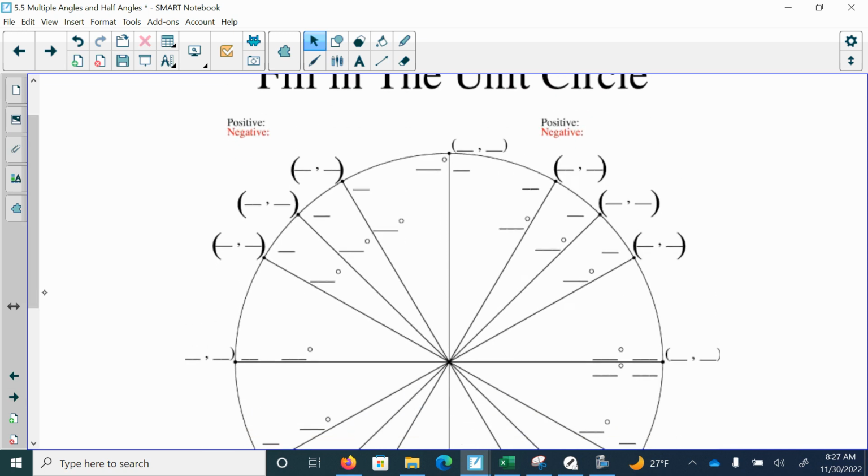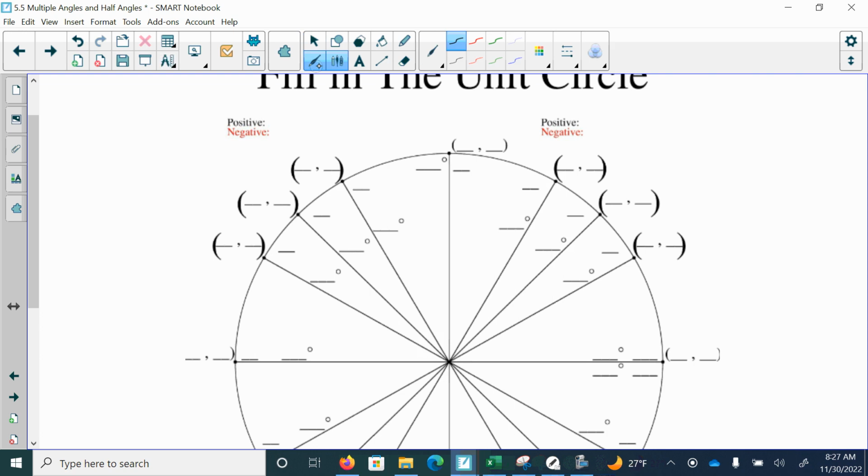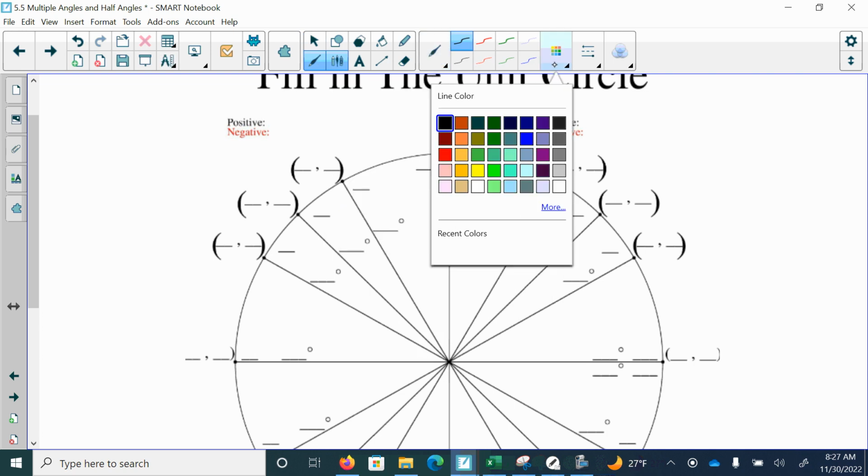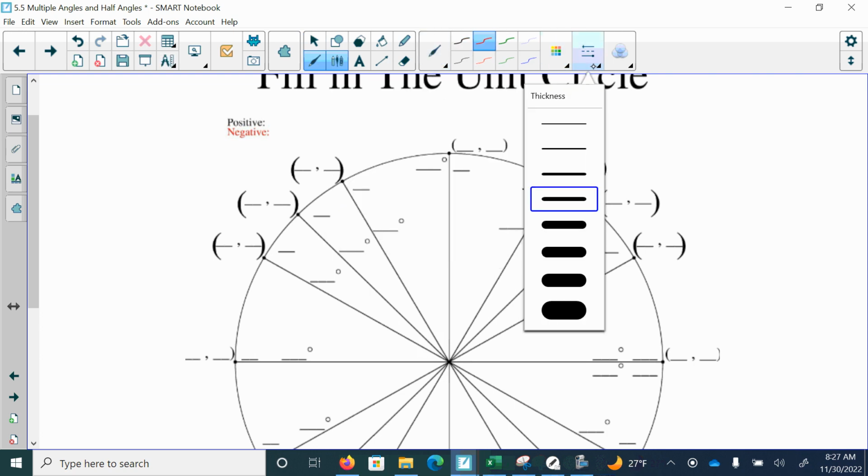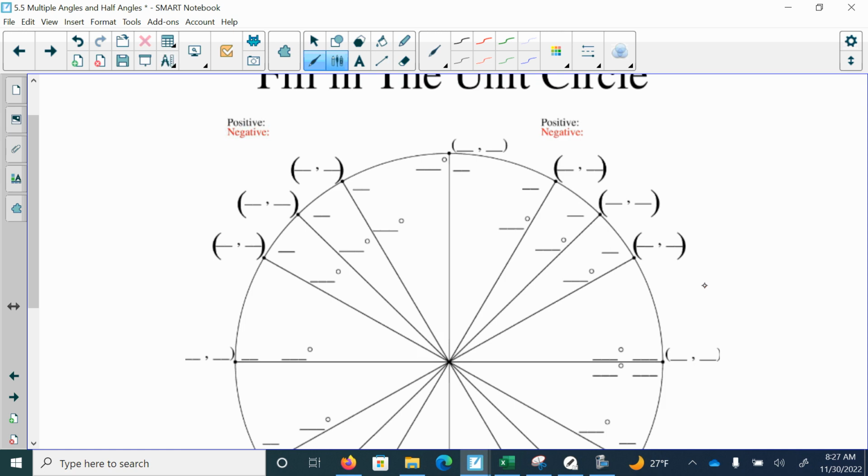But in this class, you're going to be responsible for knowing, for example, that this is 30 degrees, pi over 6, and the ordered pair that represents that is the square root of 3 over 2, 1/2. You need to know that for all the values of the unit circle because some of these questions you are going to be asked to evaluate at different trig functions.